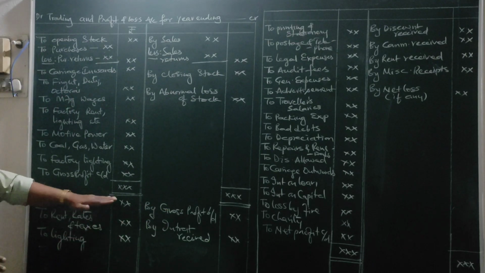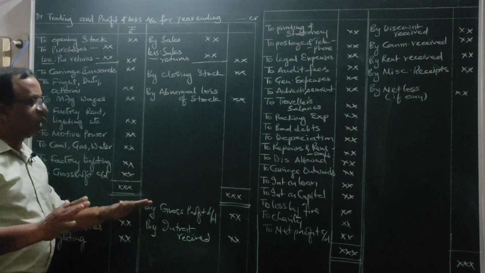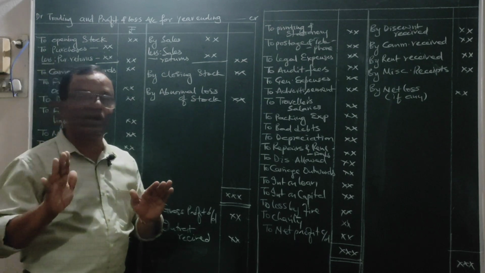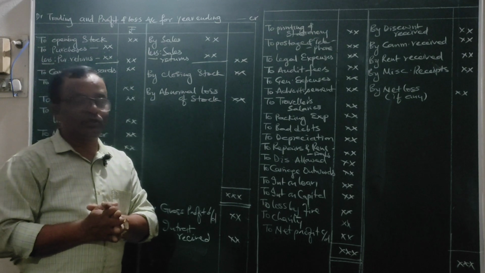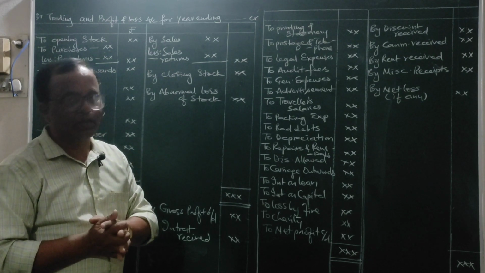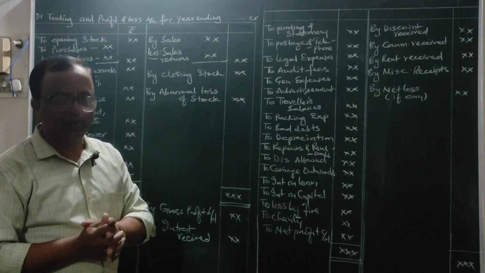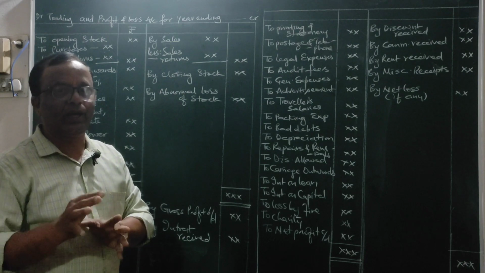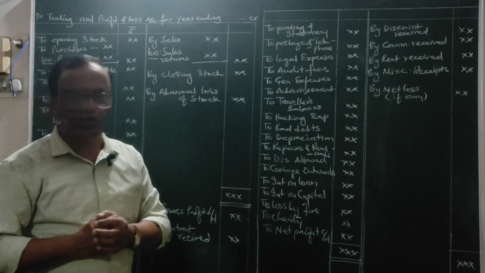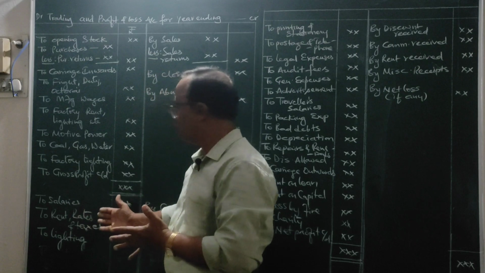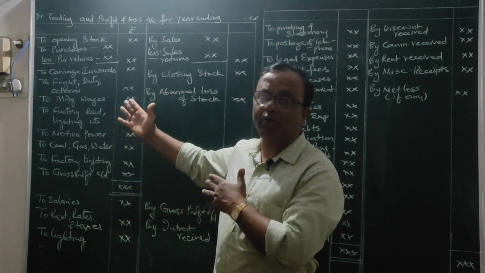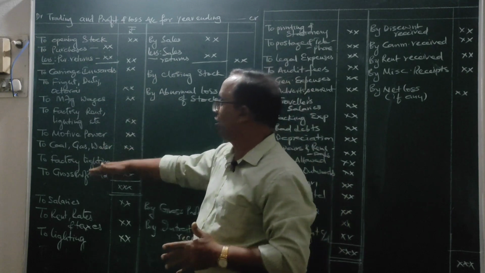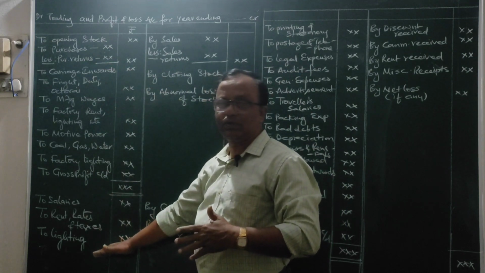Then after that, in the profit and loss account, what will we take up? We will take up all indirect expenses and indirect incomes. Any expenses relating to the office and administration, selling and distribution, all those are indirect expenses which are incurred to run the business, but which are not directly related to your trading activity. So these are direct expenses, and these are indirect expenses.